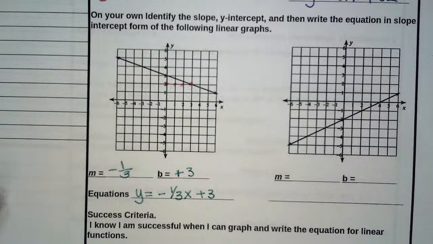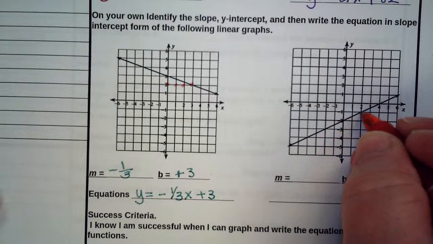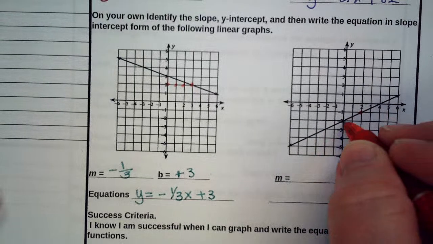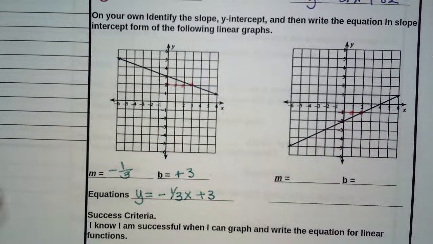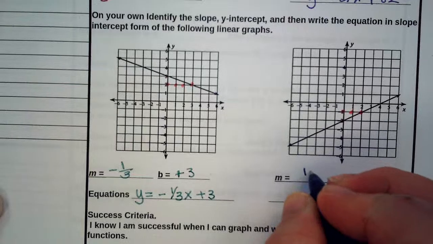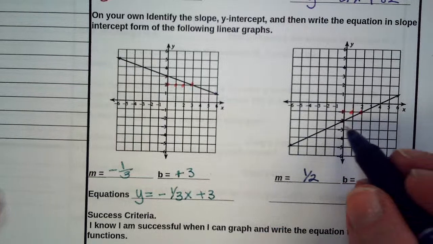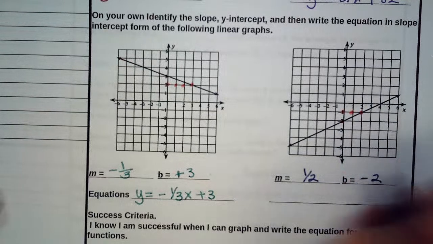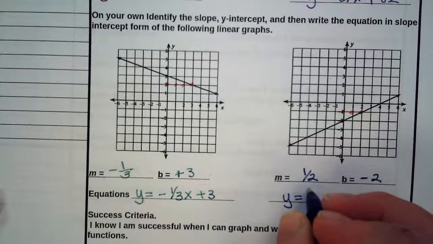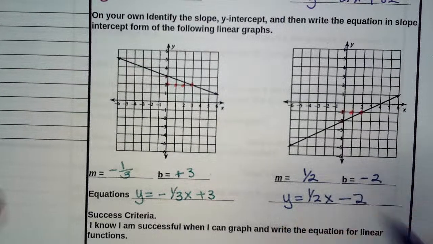Okay, for the next one, it is a positive slope. It goes from the bottom to the top. I create, here it goes through the corner of a box, I create that right triangle. I go up 1, right 1, 2. So my slope is positive 1/2. Where does it go across the y-axis? At negative 2. So y is equal to 1/2 x minus 2. And we're done.